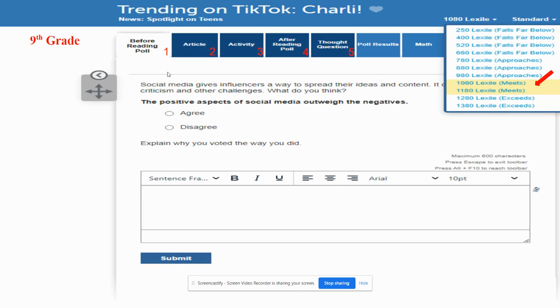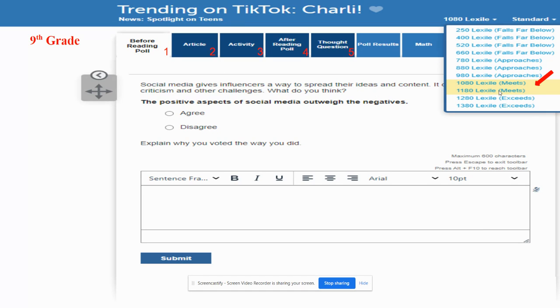Next, remember that we want to identify the 5 steps. We want to make sure the students understand the before reading poll, the article, activity, after reading poll, and thought question. These processes right now should be done under your supervision. It's better to go slow to go fast. So make sure students are involved in really thinking about what they do as they focus in and do those activity questions. Primarily, we want them to annotate and identify the key pieces within those articles.